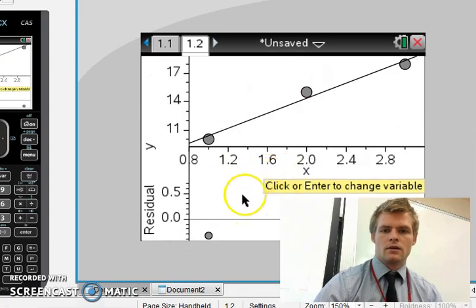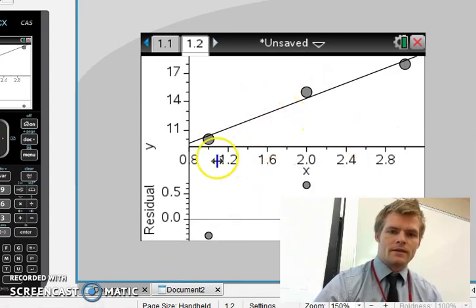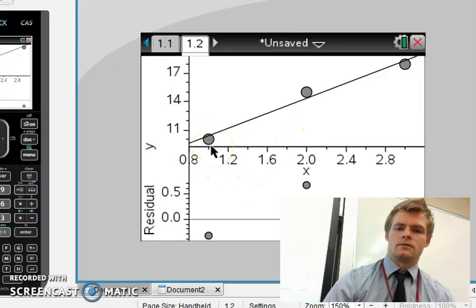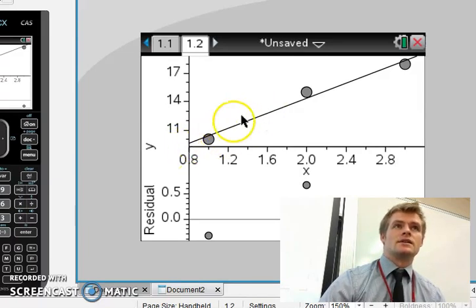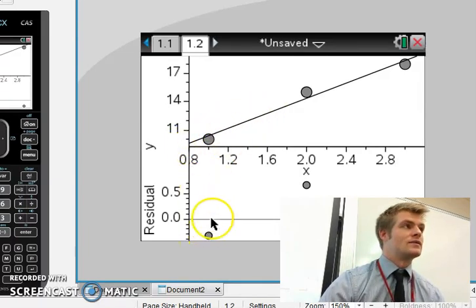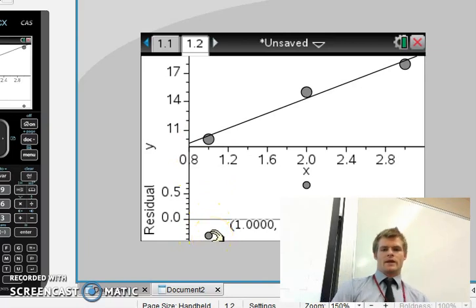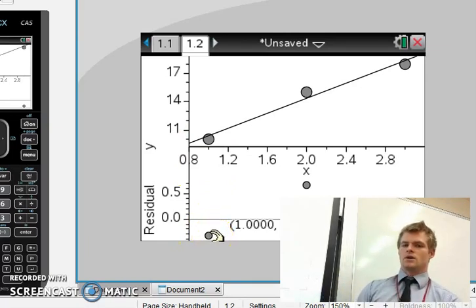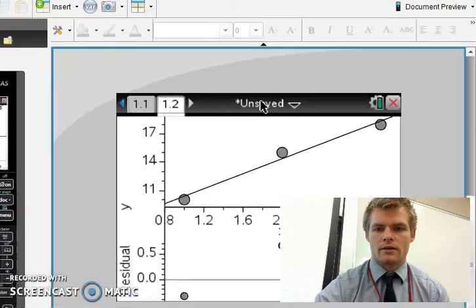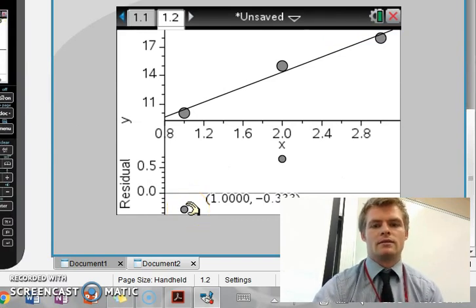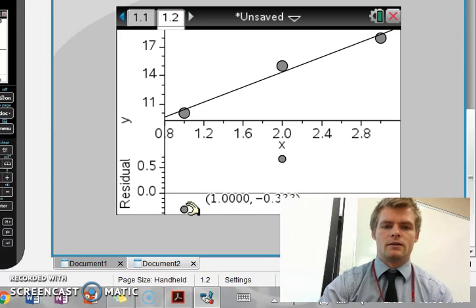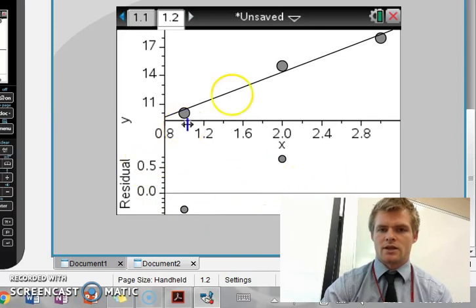Now, can we see that that is the actual data point, 10, and it's below the line? Can you see that? That's why you have a negative residual here. If you hover over it, it gives you a residual of negative 0.33. So when x is 1, it's below the least squares regression line, because that's just the least squares regression line which has been tilted horizontally.